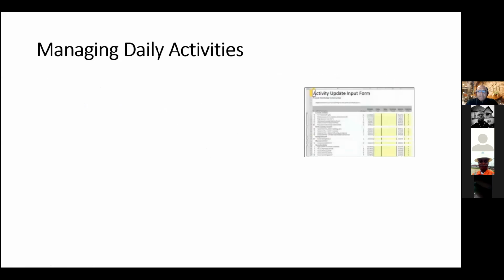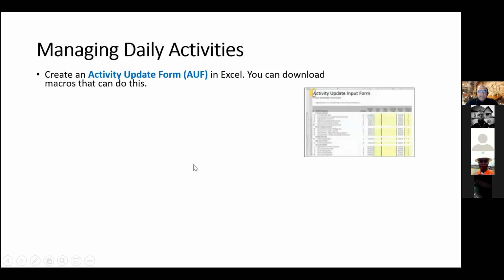Now, you want to create what we call an activity update input form or something like this in Microsoft Excel. Now, this takes some work to enter in Excel, but there are some macros you can do. Search on Google and you can find some macros that will help you build this more quickly. And you want to put together some instructions for your team on how to update this activity update input form.